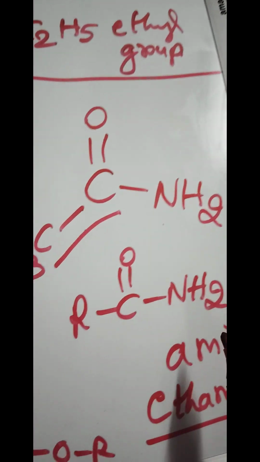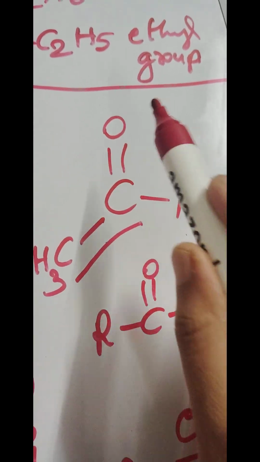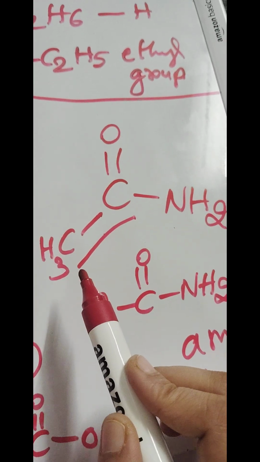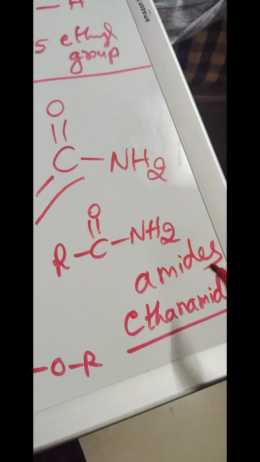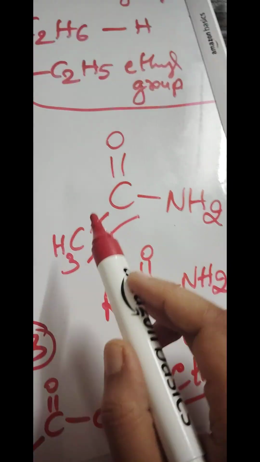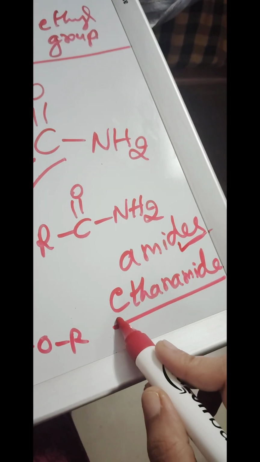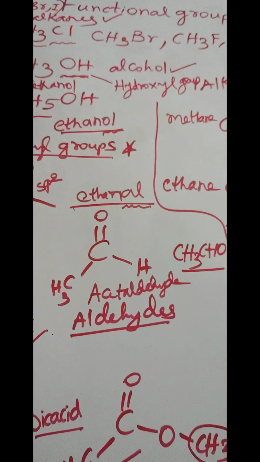Lastly, we have amides. In amides, there will be a C double bond O group. On one side you will find NH2, on the other side you have a CH3 group. These types of molecules are called amides. In this molecule, there are two carbons with the amide functional group, so the name is ethanamide. Okay, I hope you have understood.